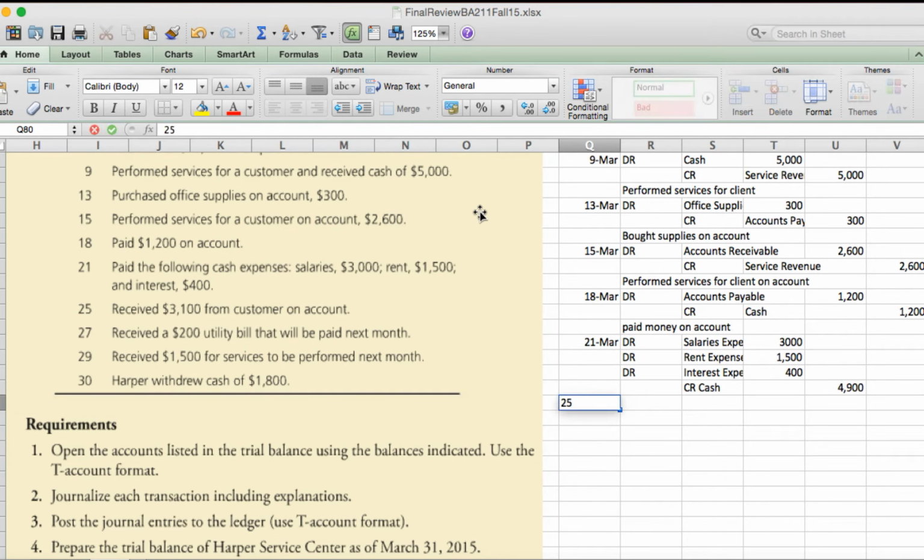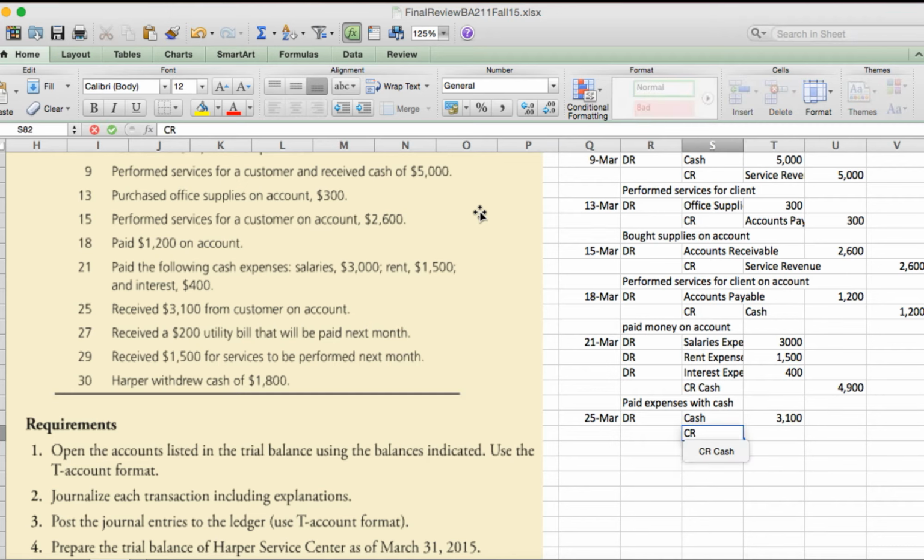Then I have the 25th of March. I guess I should put a description in there. Paid expenses with cash. Okay, 25th. Received $3,100 from customer on account. So I received cash. The amount is $3,100.